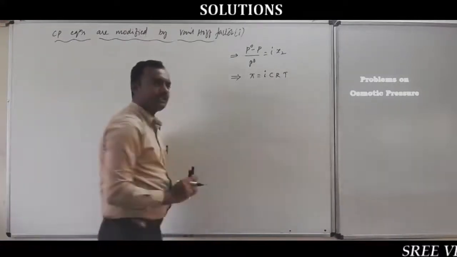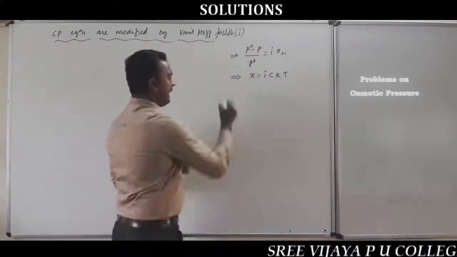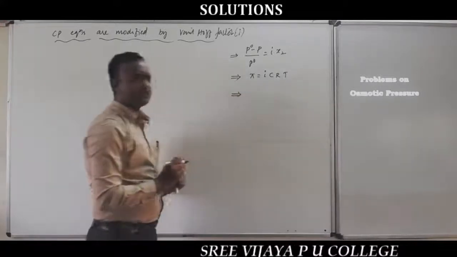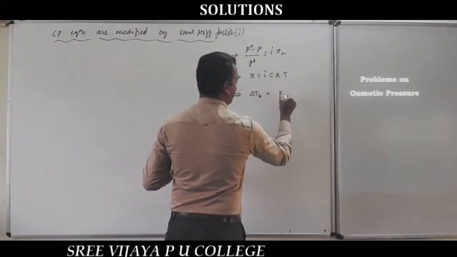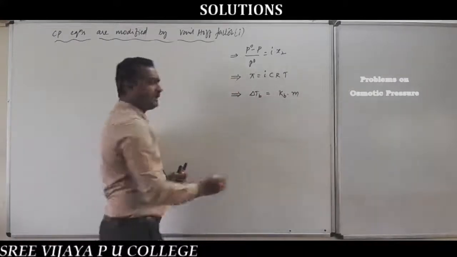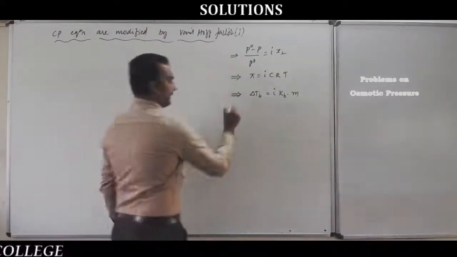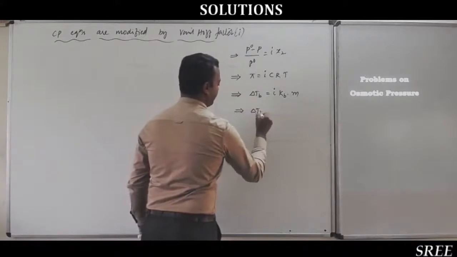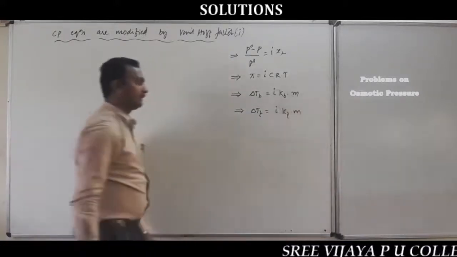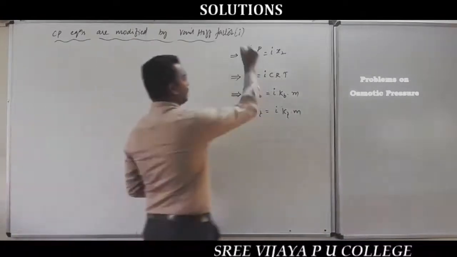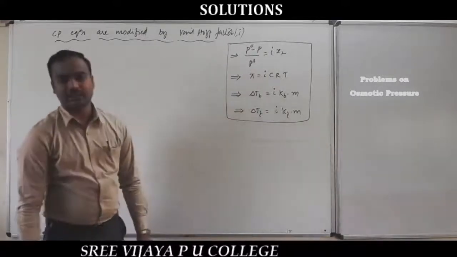For C, we take molarity, W2 into 1000 divided by M2 into V in ml. Again, for elevation of boiling point of solvent, delta Tb is equal to Kb into molality, and the modified equation is multiplied by i. One more, delta Tf is equal to Kf into m, modified by the Van 't Hoff factor. All these colligative properties are modified by this factor, called the Van 't Hoff factor.